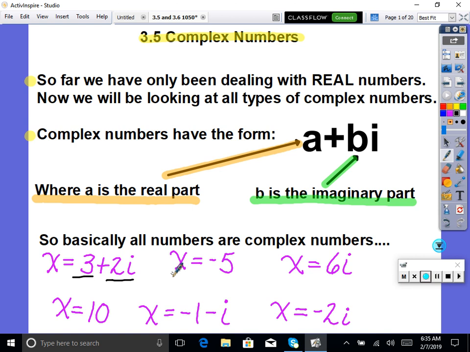Looking at this, even negative 5 is considered a complex number because technically that's negative 5 plus 0i. You guys see how it still has the form a plus bi? So every number is considered a complex number if we're being technical. So 6i is a complex number because that's the same thing as 0 plus 6i, where 0 is the real part, 6i is the imaginary part. So every number is a complex number.